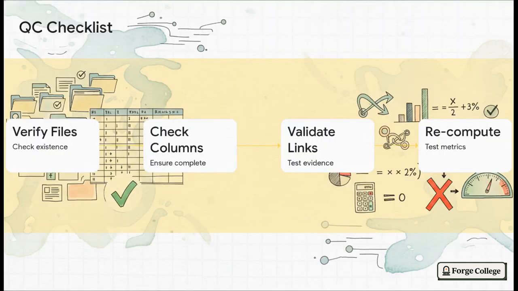To guarantee that structural soundness, we use a very strict pass-fail inspection checklist. First, verify the files actually exist in your directory. Second, check that every single required column is complete. Third, physically open the evidence links to validate they're pointing to the right charts. And fourth, this is the big one. Randomly pick a metric from your table and recompute it from the source data. If it doesn't match, you fail the inspection and you need to rebuild.